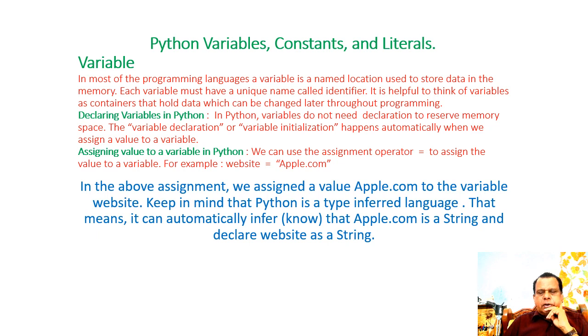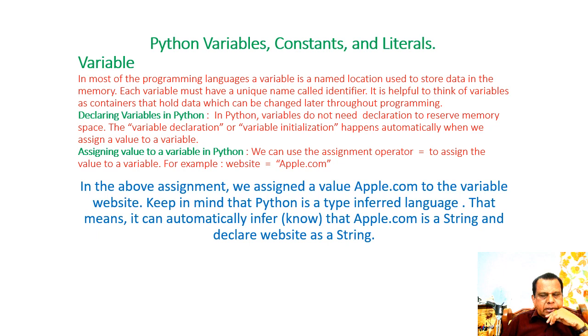Python variables, constants and literals. Variables. In most of the programming languages, a variable is a named location used to store data in the memory. Each variable must have a unique name called identifier. It is helpful to think of variables as containers that hold data which can be changed later throughout programming.